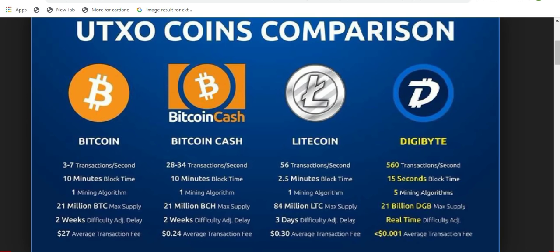So that is why I think DigiByte stands a chance to gain that adoption, if anything, just simply out of necessity, because it's one of the few projects that can actually handle the amount of volume that's going to be pumping through these blockchains in the coming years.